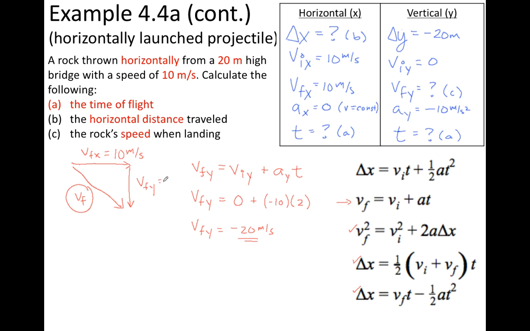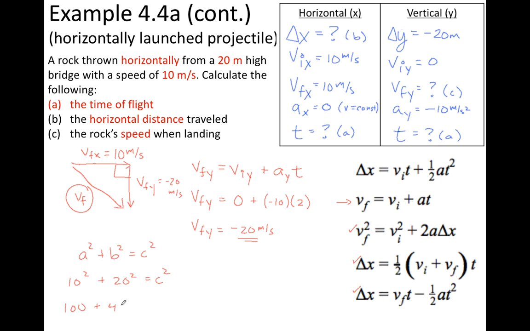Now that we have the two components of the rock's velocity when it lands, we can then find the magnitude of its velocity. These components make up the legs of this right triangle, and so we can use the Pythagorean theorem, right? Leg squared plus leg squared is hypotenuse squared. We know the values of the legs, and so we can now calculate the hypotenuse. 10 squared is 100.